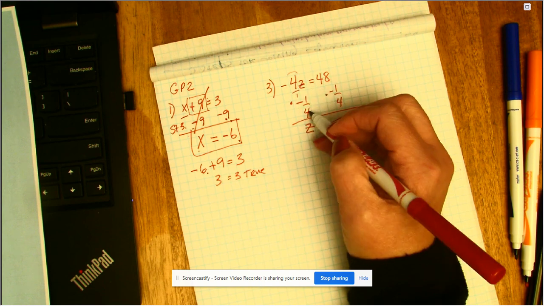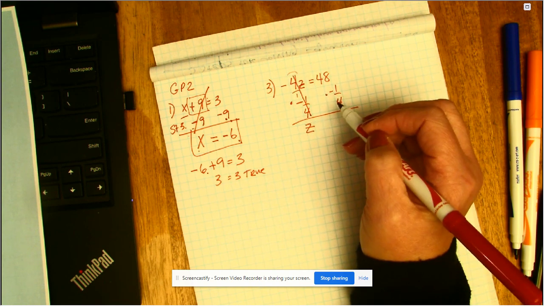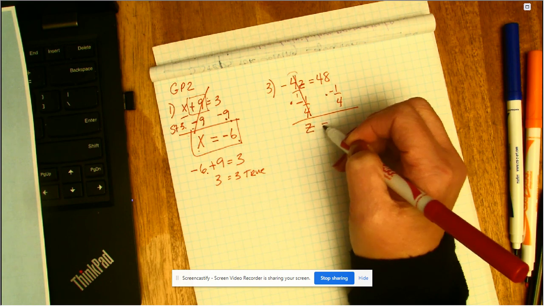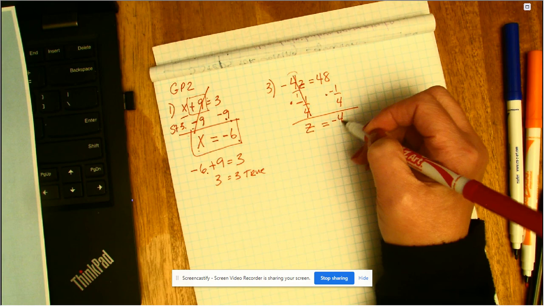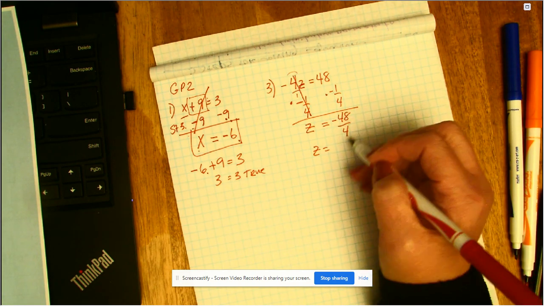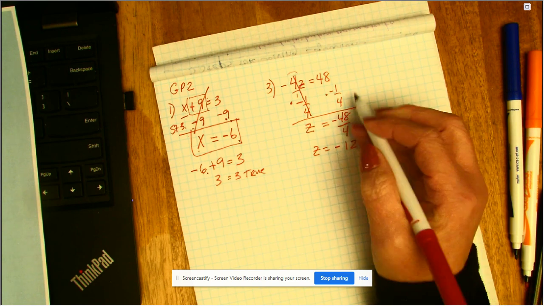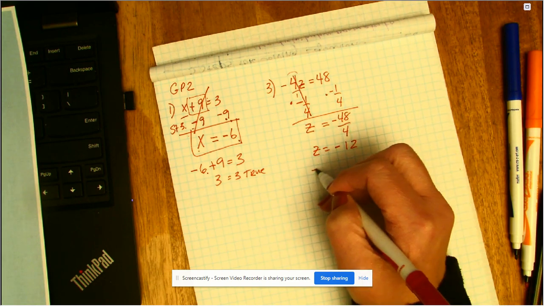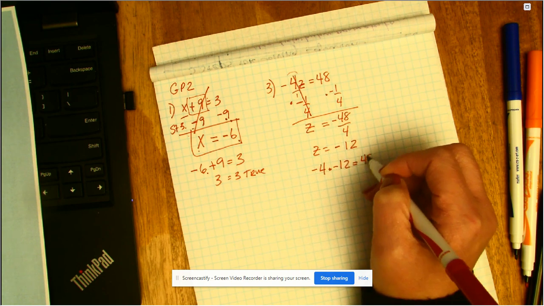So negative 4, negative 4. This will simplify out to be 1. So I'm left with 1z. 48 times negative 1 is negative 48 over 4. And when I simplify that, I would get negative 12. So if I check my work, negative 4 times negative 12 equals positive 48.